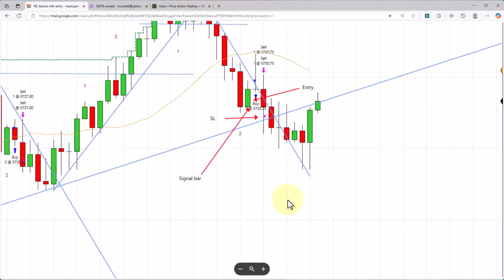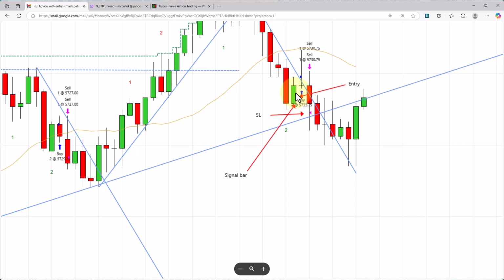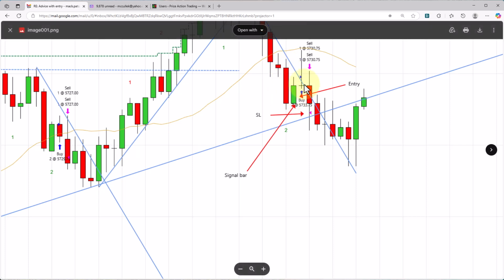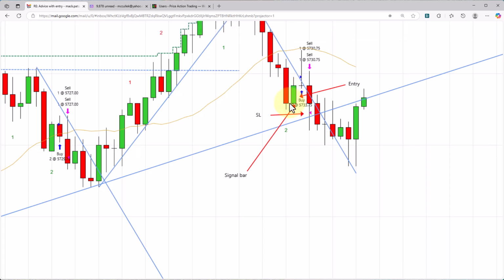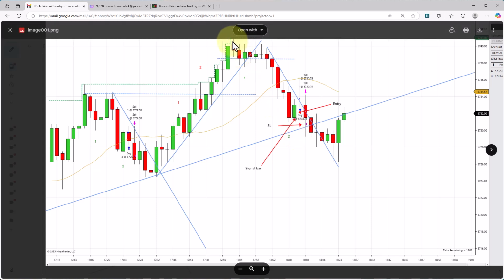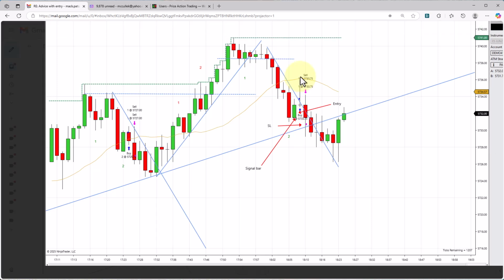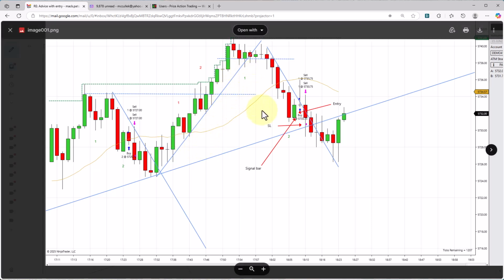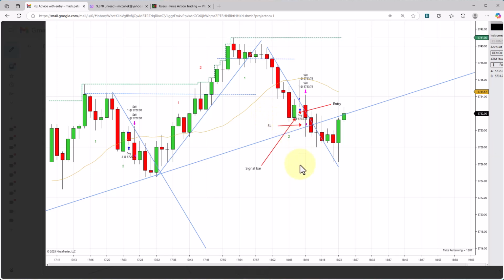Here's another mistake. He entered on this bar, but this is your signal bar right here. You can't enter on this bar because the signal bar is always the bar that makes the highest point in a swing high, which would be this bar or even this bar. But since you're trying to go long, you're looking for the lowest point in a swing low, and that would be this bar or this bar or this bar or this one or this one and then this one.